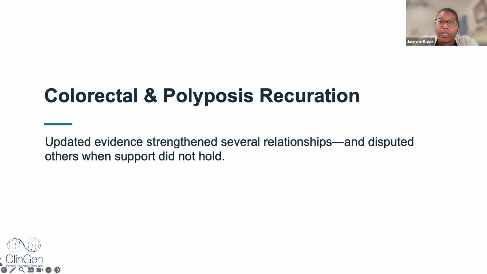So next, I'm going to move on to how we applied all these principles to colorectal cancer and polyposis. In this recuration, the updated evidence moved some relations upwards, while some were weakened and some were disputed. The range of outcomes is a really good point to why we need to systematically reassess these things and recurate.